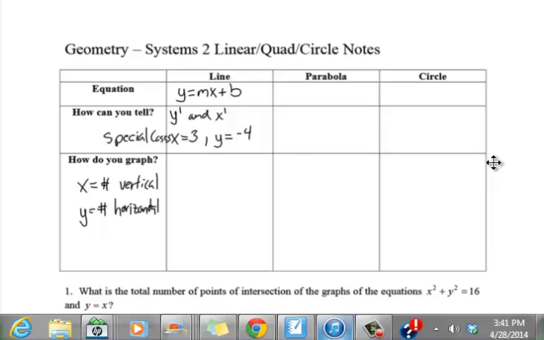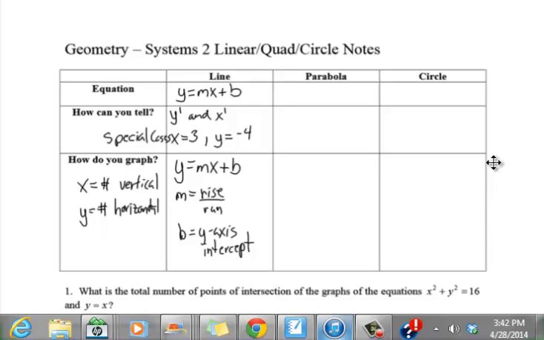So how are we going to graph that? Well, when it's in slope-intercept form, we're going to use y equals mx plus b. m is the slope, which is the rise over the run, and b is the y-axis intercept. Hopefully that's very familiar to us. We can also use the graphing calculator, and we could get points from plotting it that way.